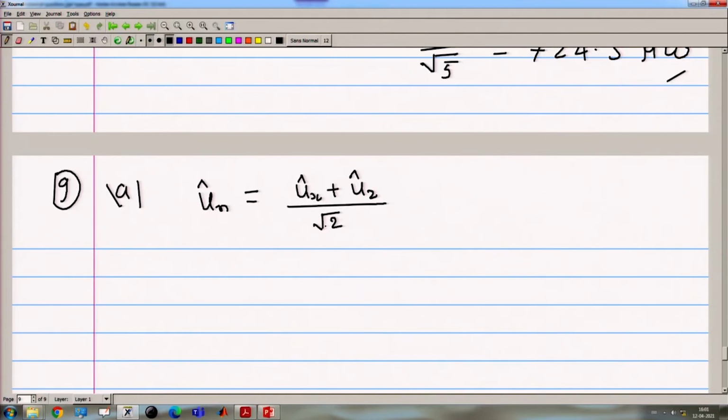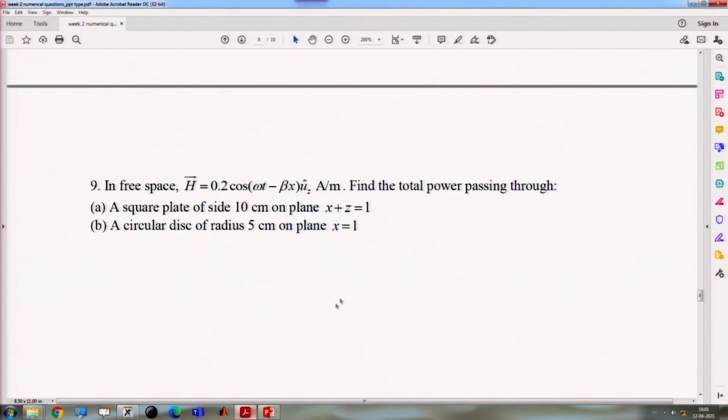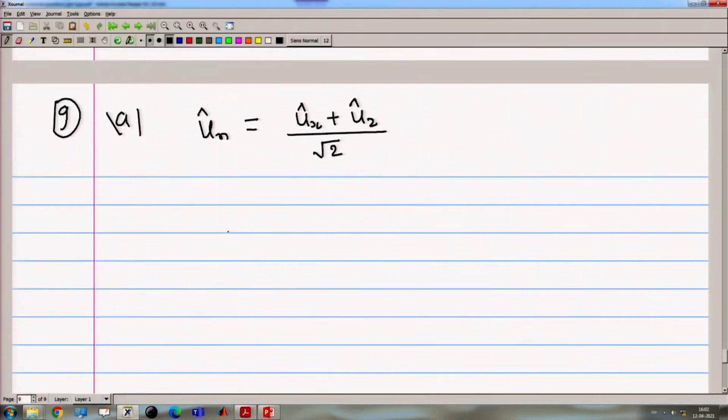So, power density will be half eta H naught whole square, and we can see the expression here, beta x. So, H naught will be 0.2. The wave is propagating in the x direction. H field is in the z direction, and the electric field will be in either the plus or minus y direction. So, power density will be half eta H naught square, and the power passing through that square plate will be the power density into the total area with the unit vector.